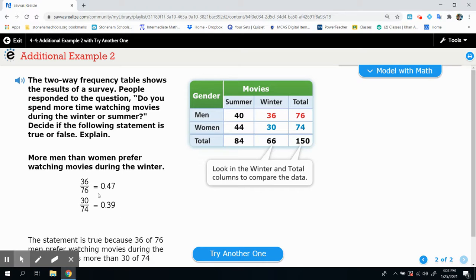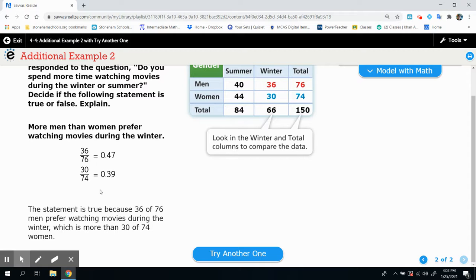The statement is true because 36 of 76 men prefer watching movies during the winter, which is more than 30 of 74 women.